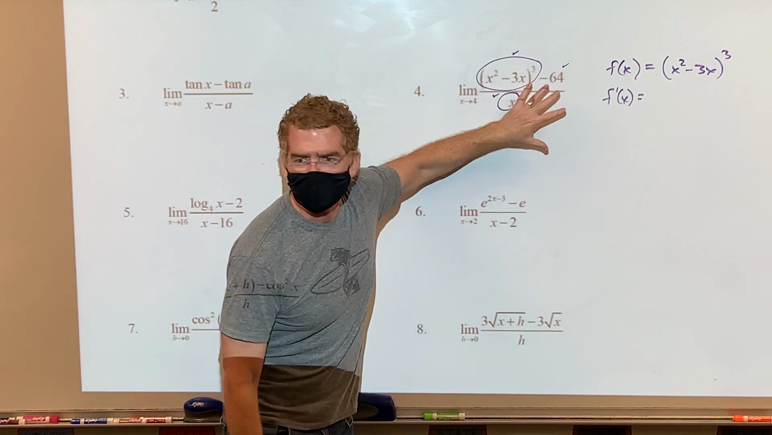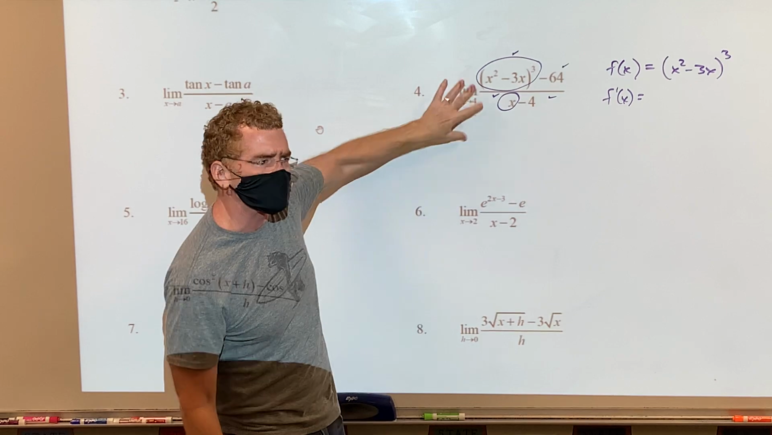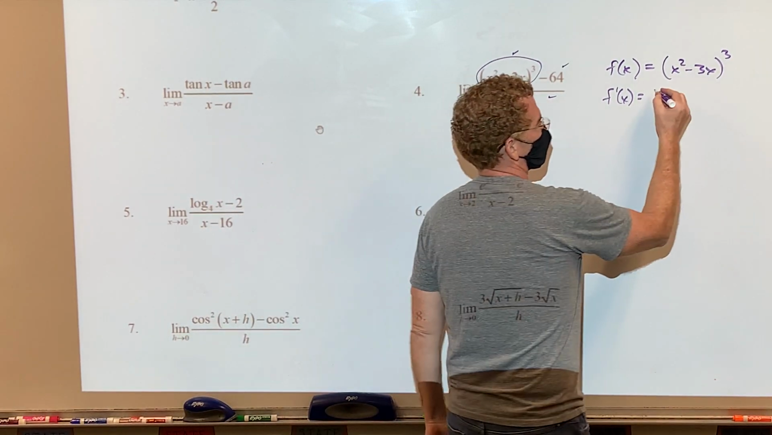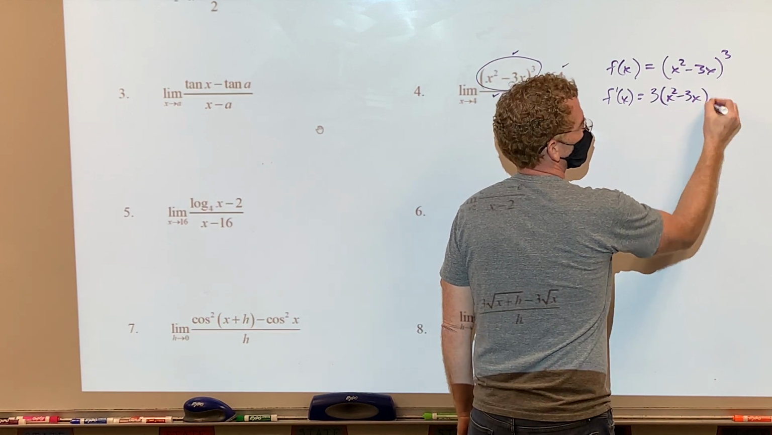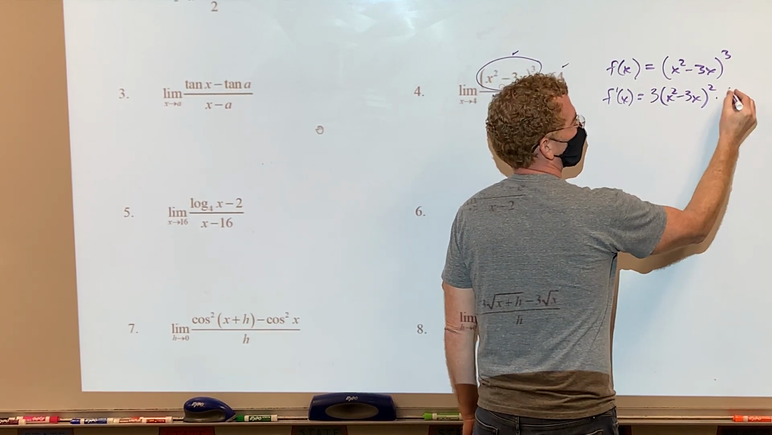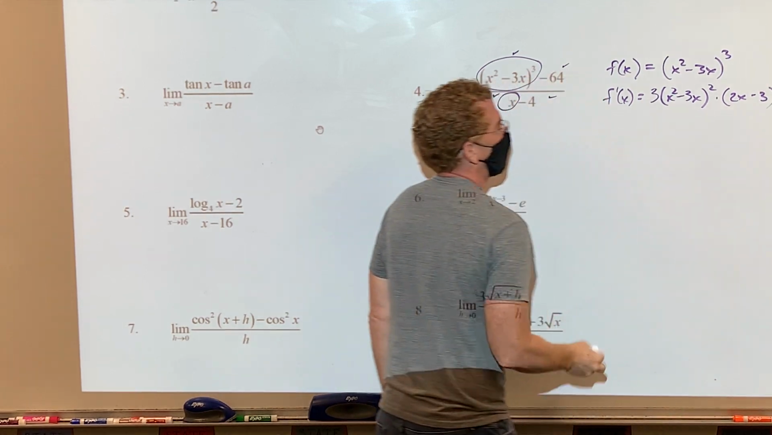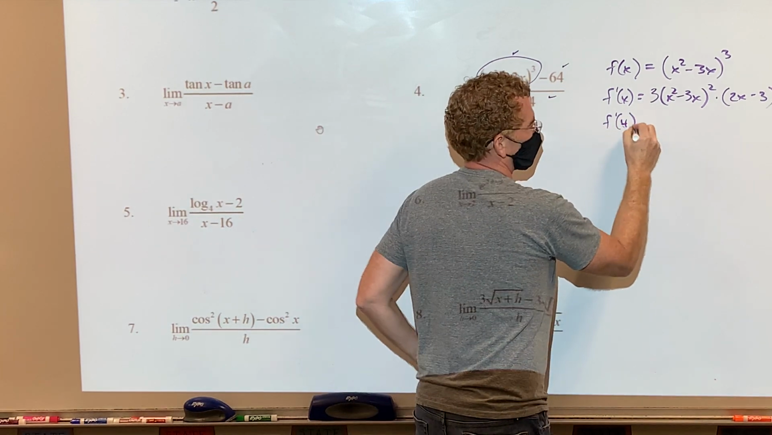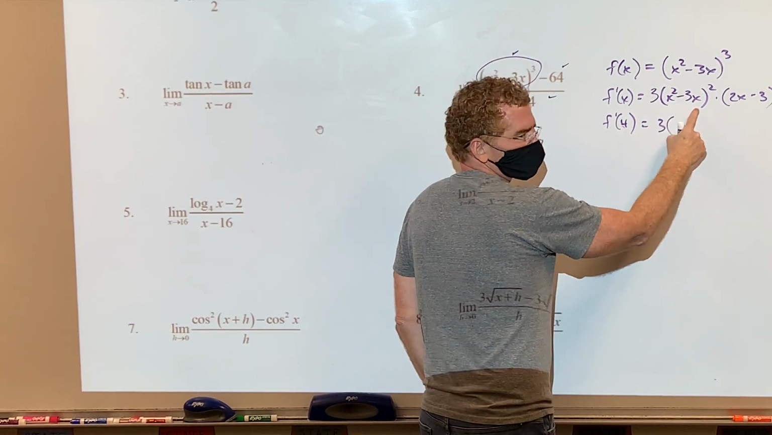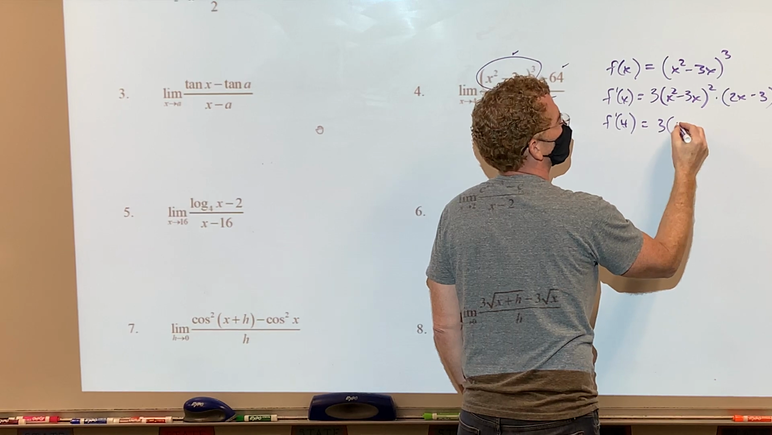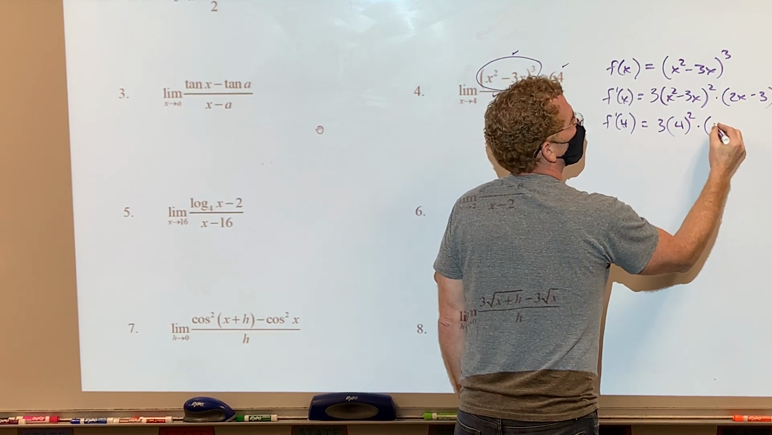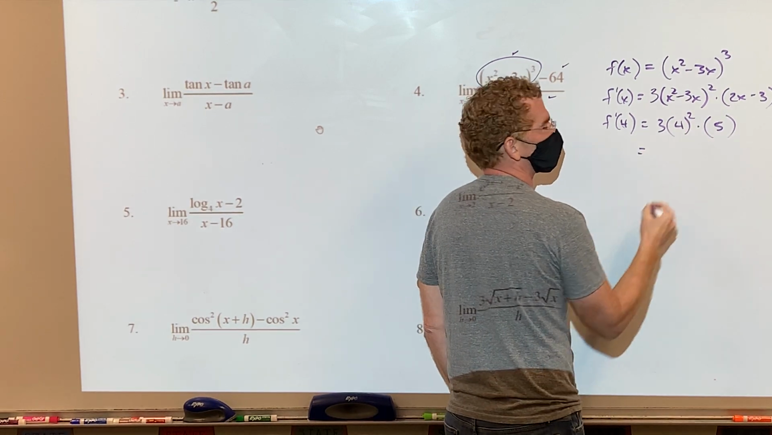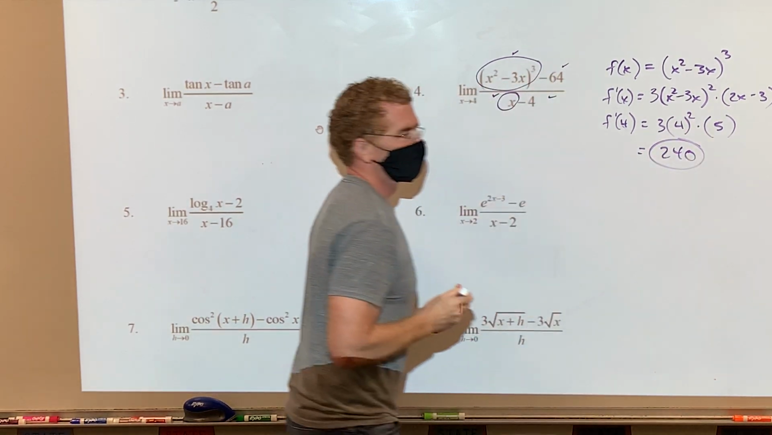But I don't have to do it this way, right? There's lots of ways to do a derivative. This is the ugly way. What I'm about to do here with the chain rule is the easy way. So all I got to do is go 3 times the quantity squared times 2x minus 3. And then all I have to do now is plug in what? The 4. So if I plug the 4 in, I get 3 times 16 minus 12 is 4. 4 squared is 16 times 8 minus 3 is 5. And what does that give me? 48 times 5, 240 maybe? And I've got my derivative.